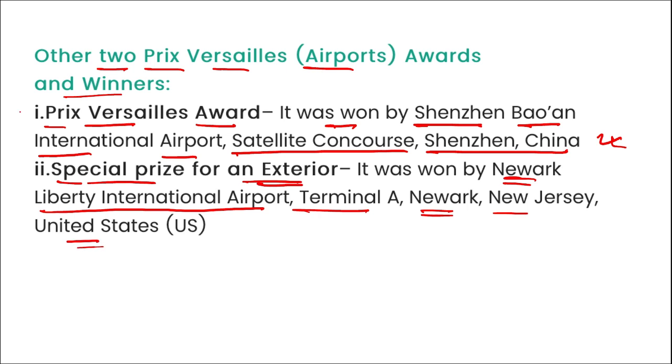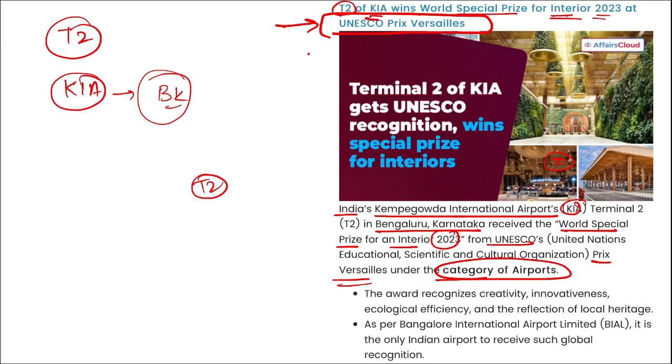Right? So mark this also. These 2 awards are also important. For the Best Interior Award, it was won by T2 Terminal, that is Terminal 2 of Kempegowda International Airport.